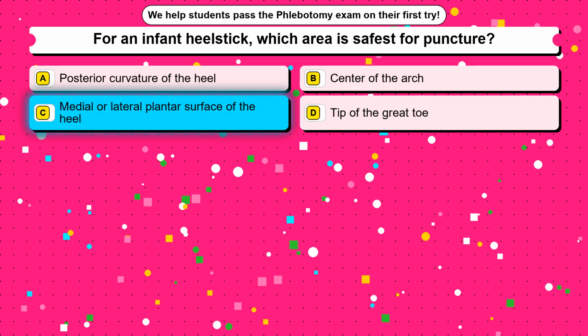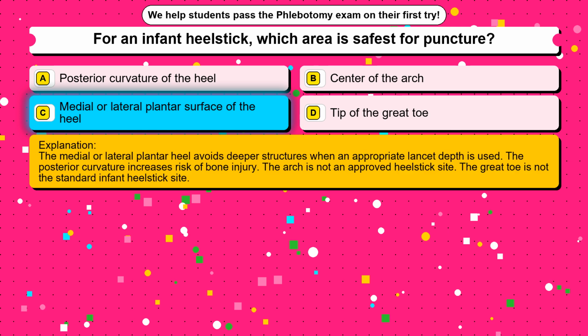The correct answer is option C. Medial or lateral plantar surface of the heel. The medial or lateral plantar heel avoids deeper structures when an appropriate lancet depth is used. The posterior curvature increases risk of bone injury. The arch is not an approved heel stick site. The great toe is not the standard infant heel stick site.